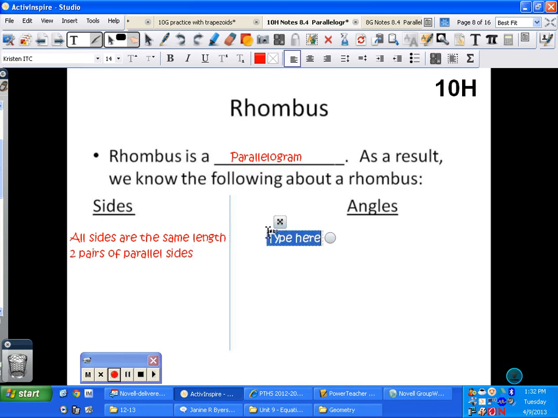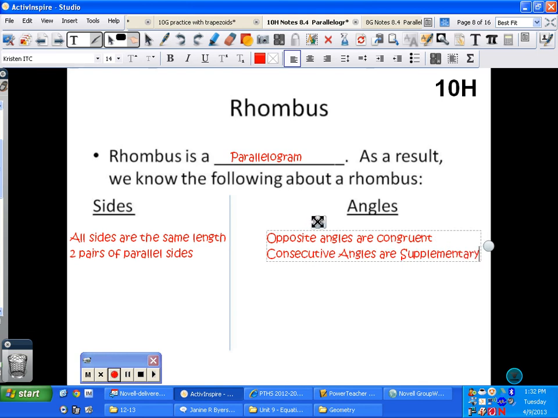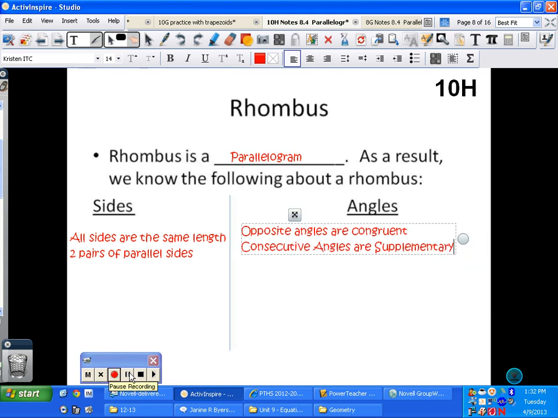And then for the angles, the same things are true. Opposite angles are congruent, consecutive angles are supplementary. So both of those things are still true.